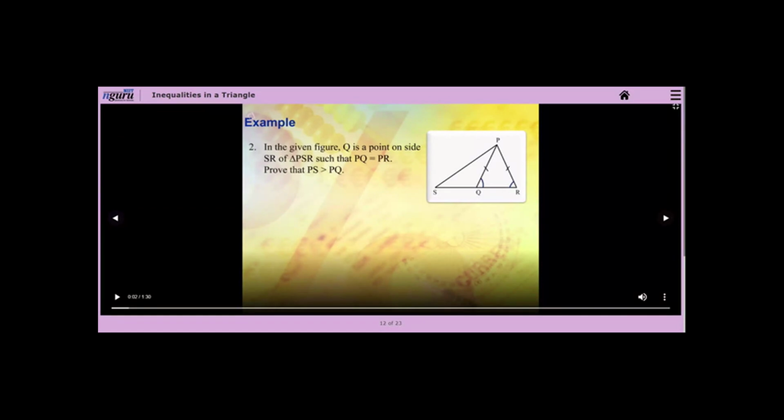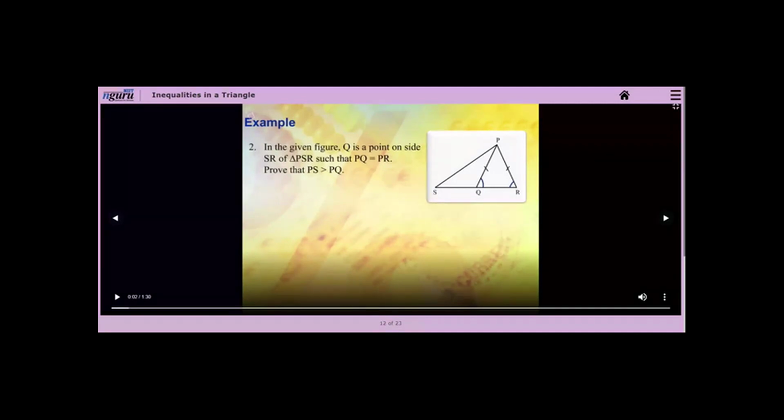PQS is equal to QPR plus QRP, correct? Yes, ma'am. PQS is greater than? PQS is greater than? PRQ. Can I say PRQ? Yes, ma'am. Angle PQS is greater than angle PRQ. Now opposite to PQS, which side is there? PS, ma'am. Correct.